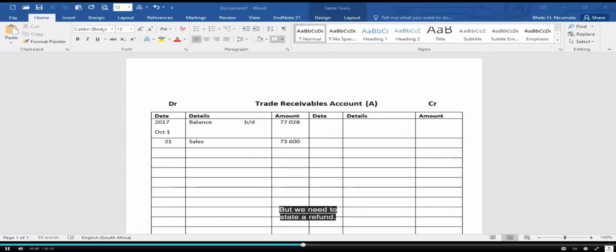Let me show you how to record this entry of 320. So you'll be shocked that this entry is recorded here. Then I'll write, this is my petty cash, but in brackets I have to state this is a refund.